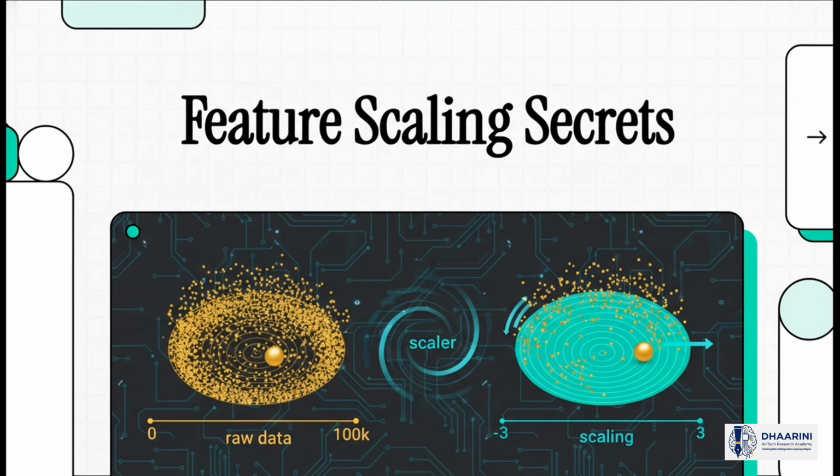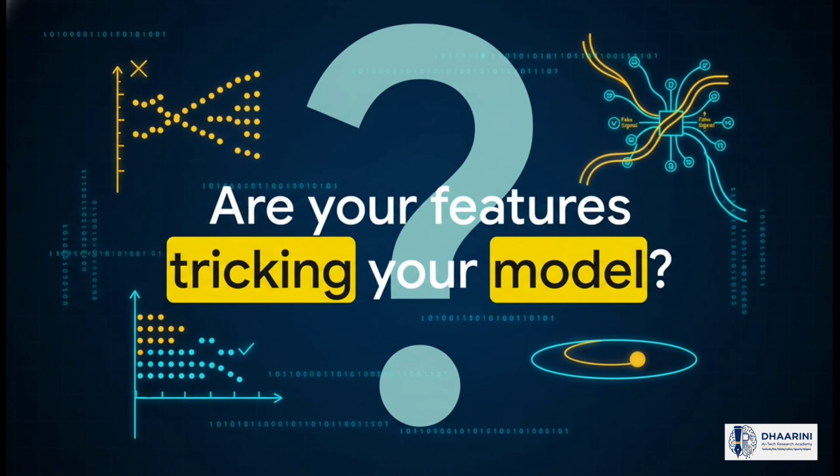Let's talk about one of those secrets that really separates the pros from the amateurs in machine learning. It's a step that seems so simple, but it's incredibly easy to mess up, and it can make or break your model. I'm talking about feature scaling. So let me just ask you this. Are you absolutely sure your features aren't tricking your model?